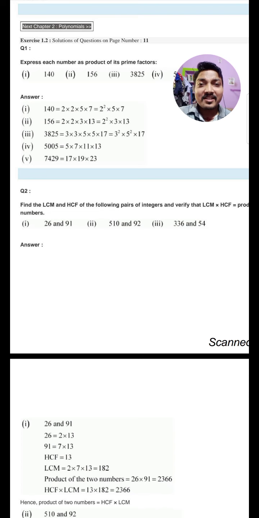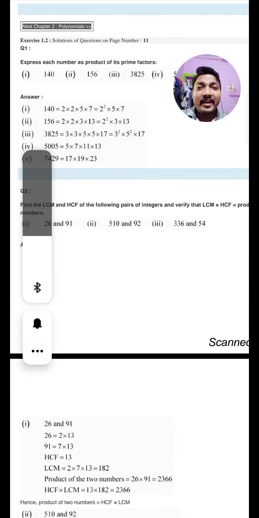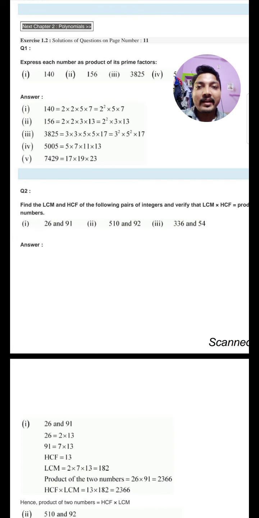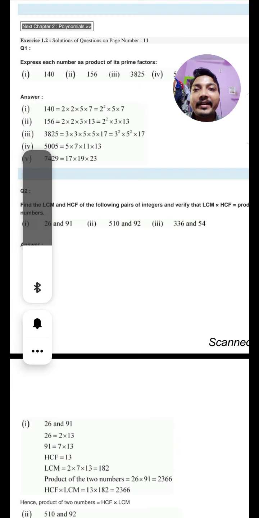So, in the last days, we have already discussed the fundamental theorem of arithmetic, which everyone knows: any composite number can be expressed as a product of prime factors in a unique way, apart from the order of its prime factors. So now we will do exercise 1.2.